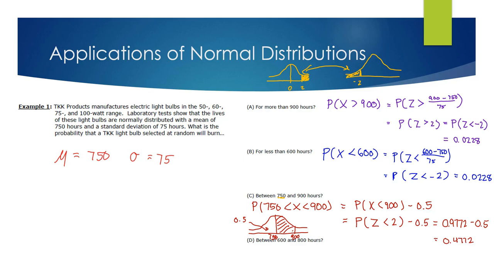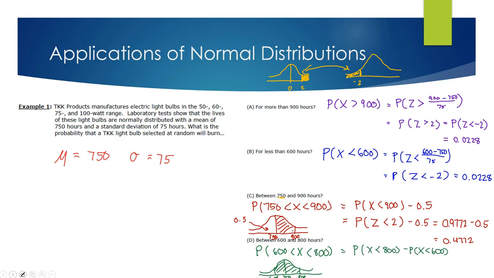Between 600 and 800 hours. Now here's an instance again, so it's kind of getting off the screen here. But 750 is in between those two. So when I want to do the probability of that, I'm going to do the probability of being less than 800 minus the probability of less than 600, and that should give me what's left in between these two.